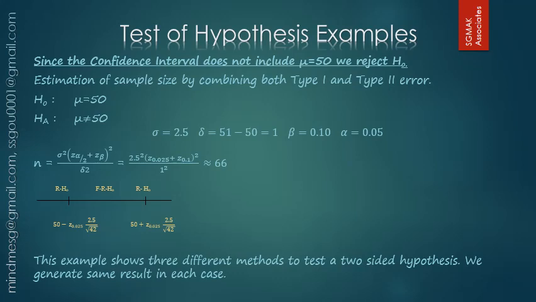Remember, we arbitrarily picked a sample size of 10, but we need a larger sample size of 66 if we want to control type 1 error and type 2 error for the amount of shift we are interested in. Sample size is 66.